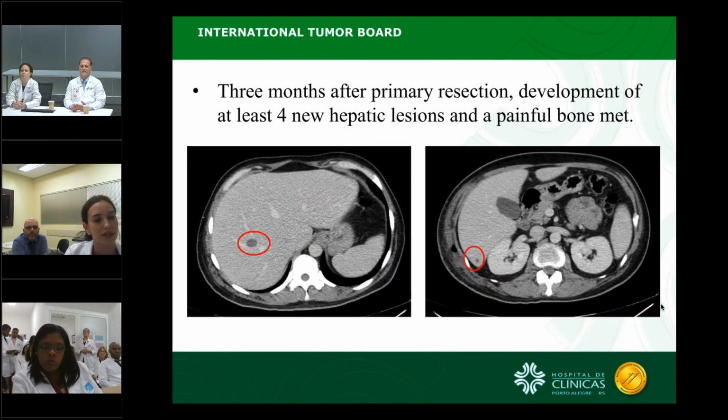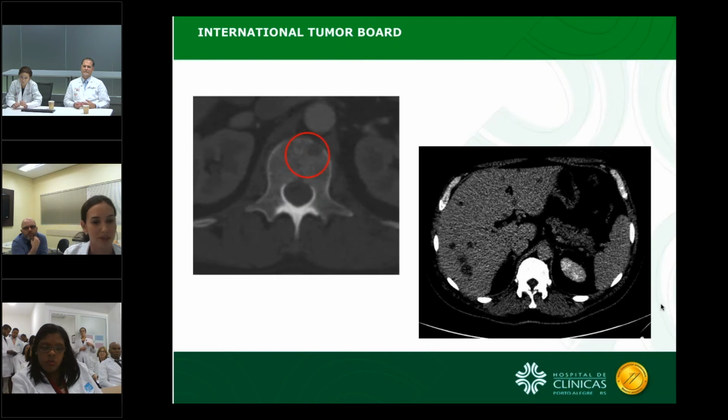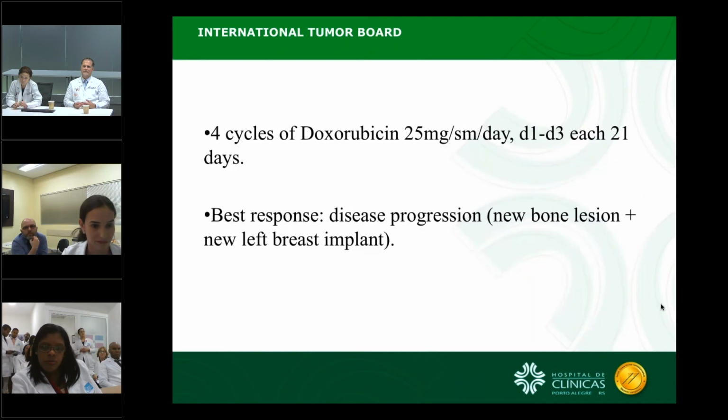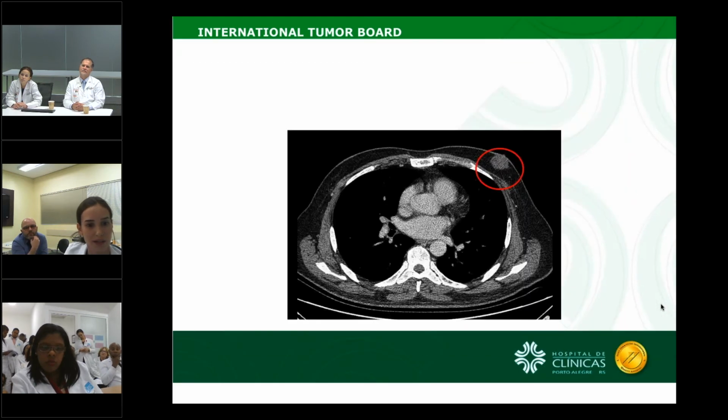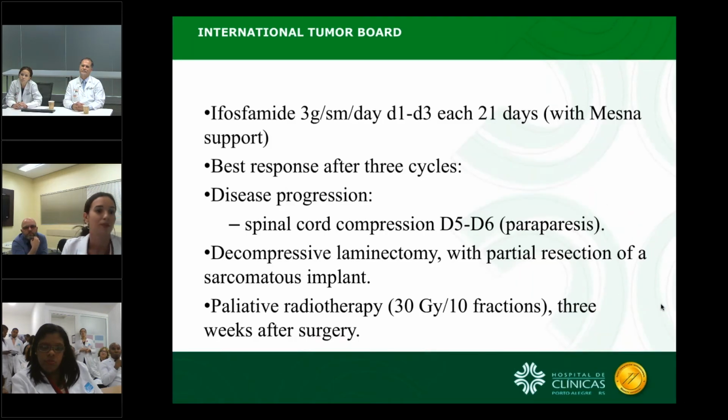What happened was that 3 months after the resection, the patient presented progressive disease, with 4 new hepatic lesions and also a bone metastasis. At this moment, we decided to start palliative chemotherapy, and we started doxorubicin. What happened next was disease progression with a new bone lesion and a breast implant. We rediscussed the case, and we opted to start a second-line treatment with ifosfamide.